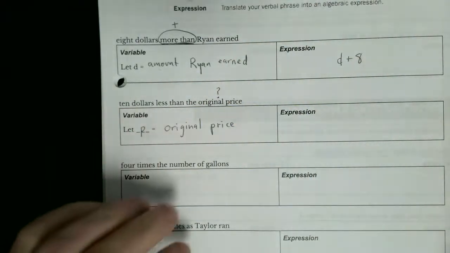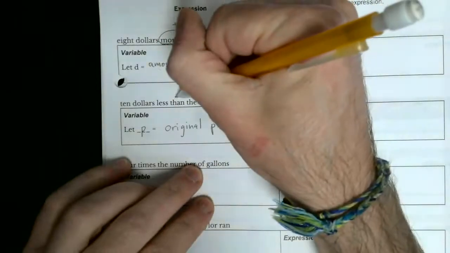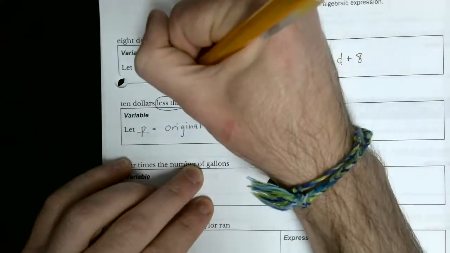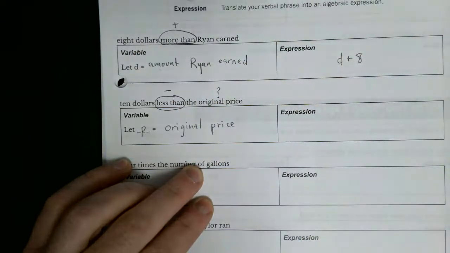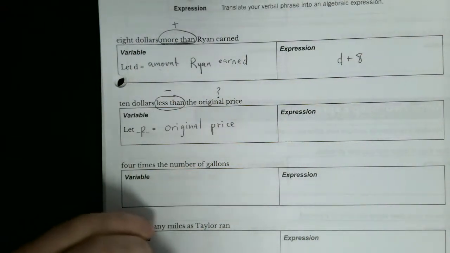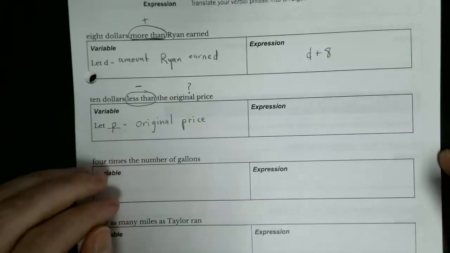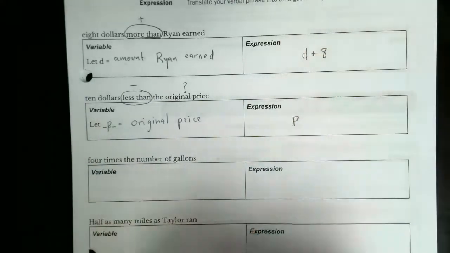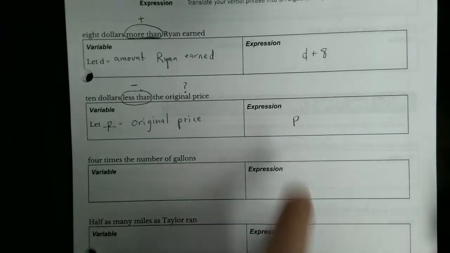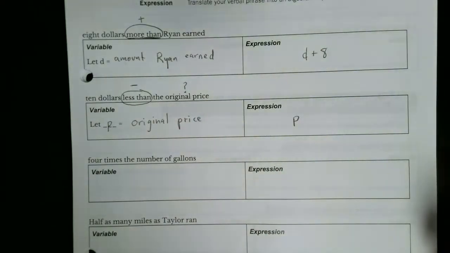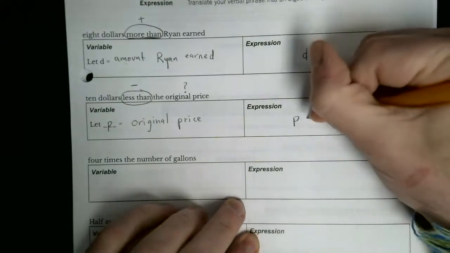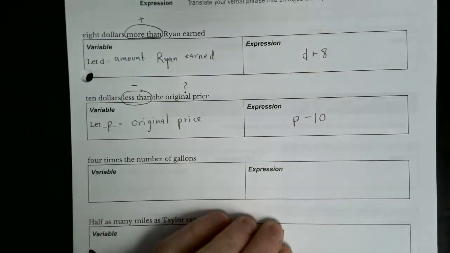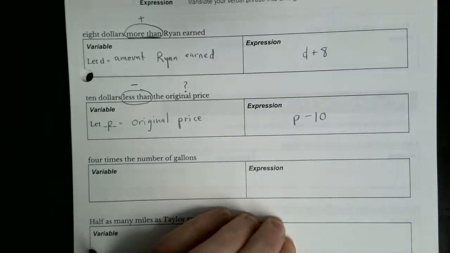$10 less than the original price. Well, here's the math word, less than. And when I think less than, I usually think subtraction. So $10 less than the original price. Well, when we write the expression, P is the original price. That's what I'm going to start with. I want to show $10 less than that. So here's the price, and I'm going to take away or subtract $10 from that price. That's $10 less than the price.